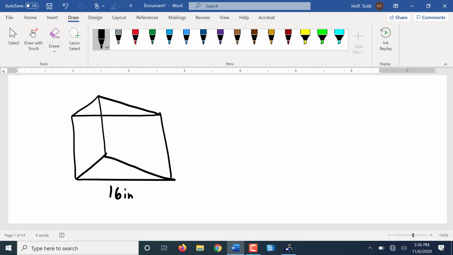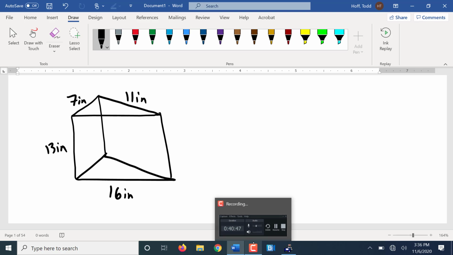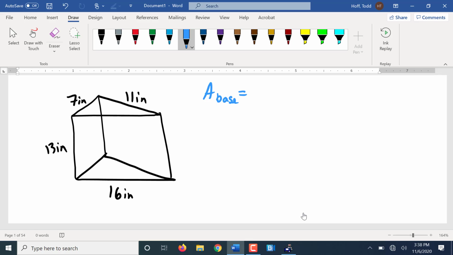So let's take a look at this one that's 16 inches, 7 inches, 11 inches, and 13 inches. Find the volume of that shape. So this one's a little trickier. The base of this is the triangle at the bottom and at the top. How do we find the area of that triangle?